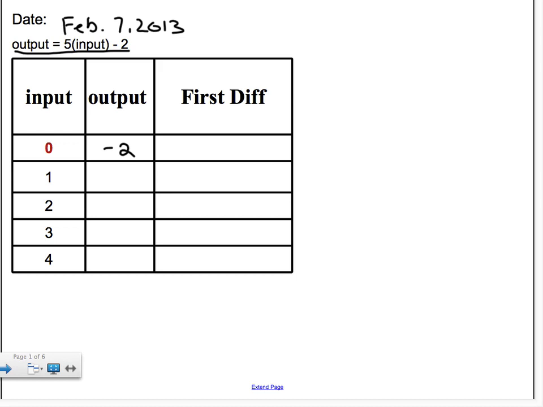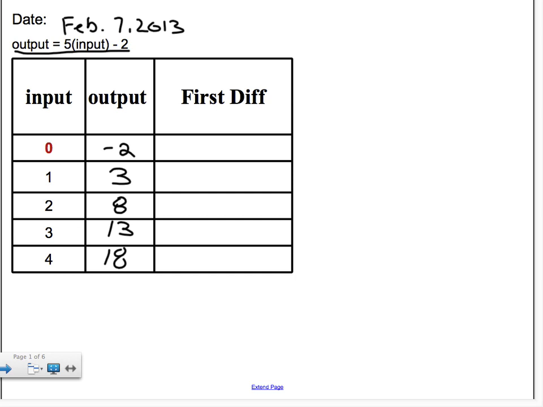What about when the input's 1? 3. And the input's 2? 13 and 17. 18. Right? So just plug the input into our equation, so 5 times whatever the input is, and the result of that we just subtract 2. So calculating our first differences.